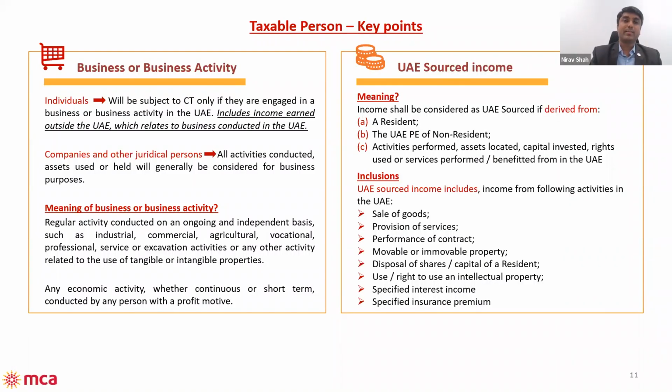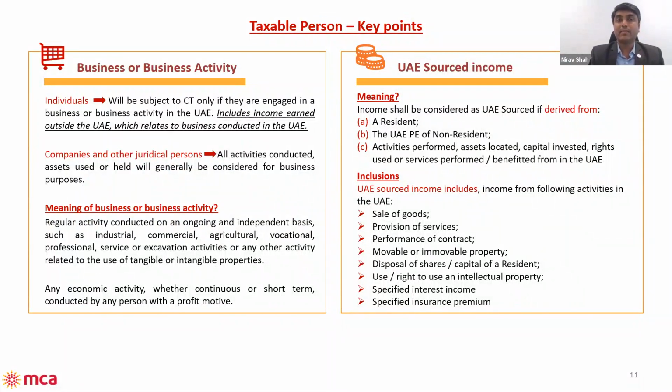Now, what is UAE sourced income? We understood in the earlier slide that for a non-resident, this is very critical, because if the income is derived from a UAE source, it will be subject to taxation. So what are the incomes which may fall under the category of UAE source income? Any income which a non-resident is deriving from a person resident in the UAE, or from the UAE permanent establishment of any other non-resident, and any activities which are performed or assets located or capital invested in the UAE, if the income is derived from these kinds of activities or a person, then it will be considered as a UAE sourced income.